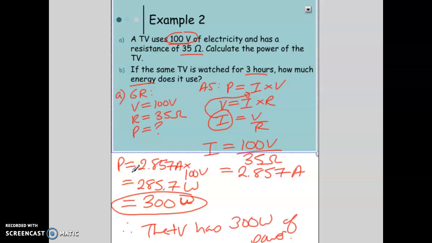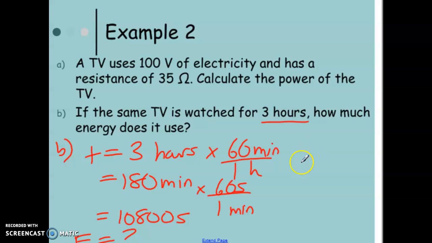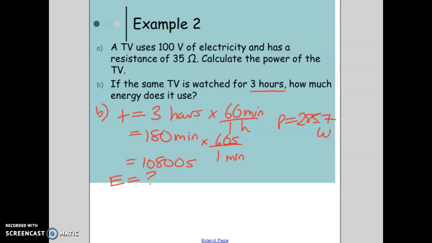Now, this is a very important piece. If you are using a number from a previous question to continue onward, you do not use the significant digit rounded answer. Okay, we want to always use the original number because keep in mind, if we were to continue with multi-step problems, you never round until your final answer. So the power for the TV is 285.7. Okay, so we're going to use that.